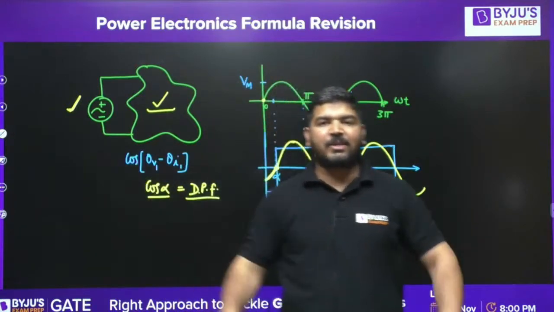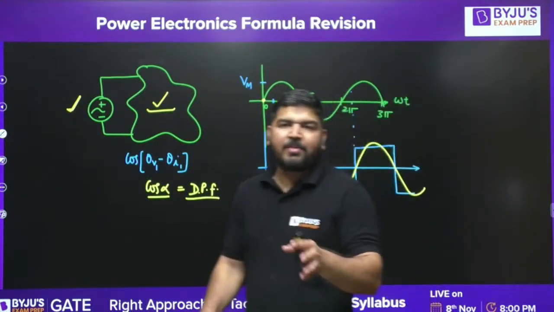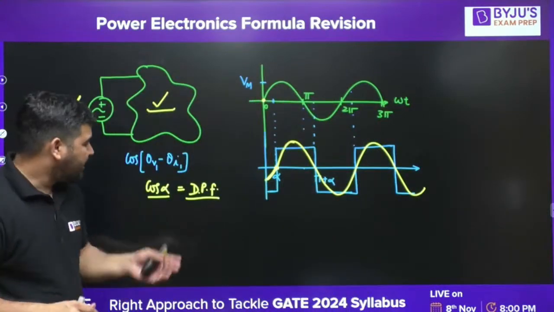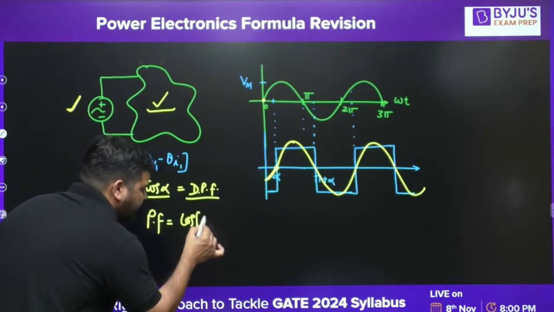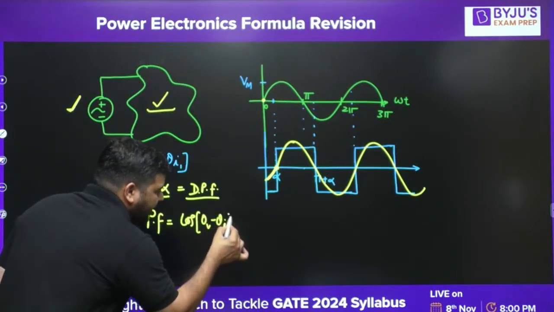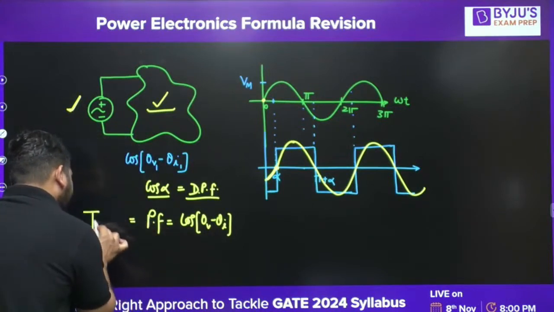And we have done this in network theory. In network theory, if you remember how to calculate the power factor, the power factor is equal to cos of theta v minus theta I. You just apply this formula. And this is equal to true power factor.